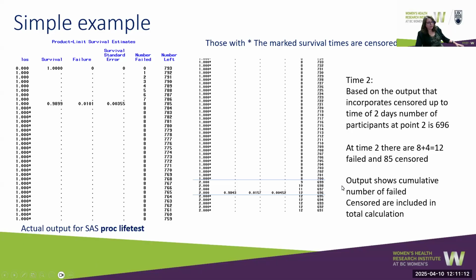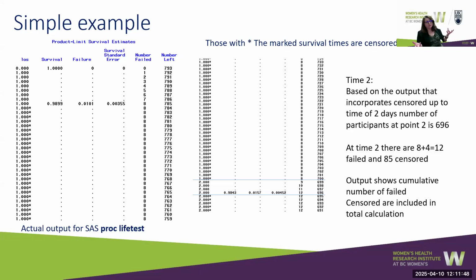Here I highlighted with blue lines the time point 2. So we have 696 people, including those that were censored, and we have 12 that failed. I did a simple calculation. We have 8 people from 412 failed, but if you do the calculation, at this point 85 people were also censored. So they left the hospital because they recovered or everything was fine with them.